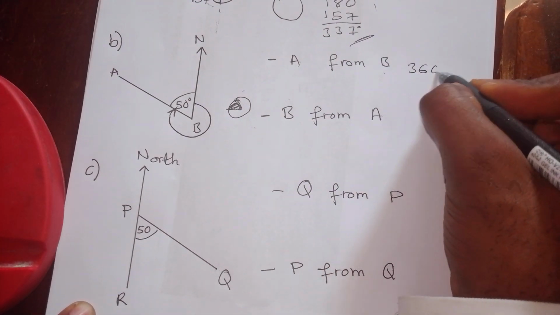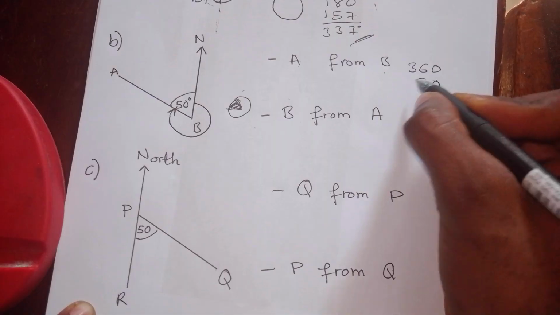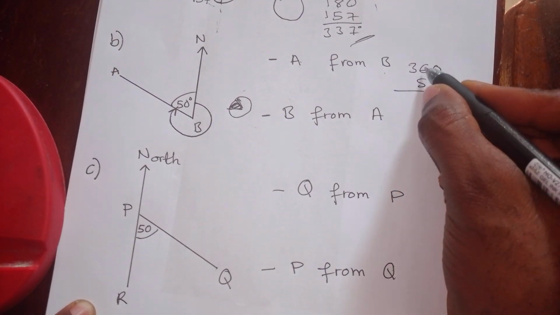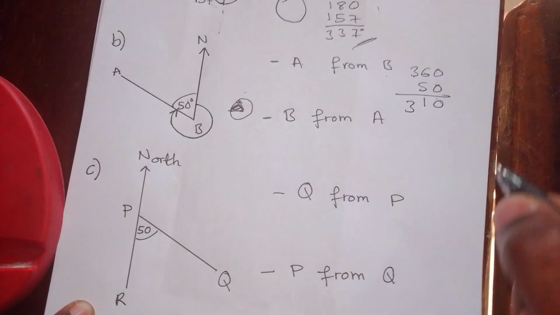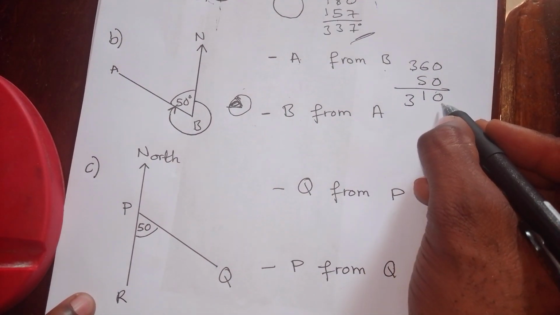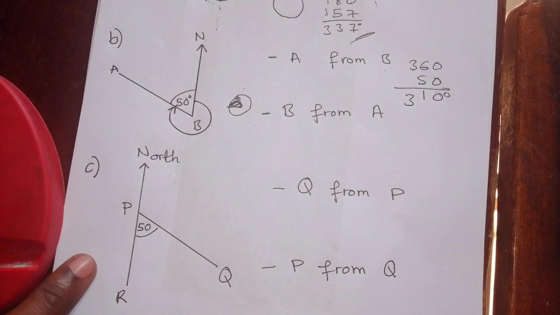So you can say 360 minus 50. So this minus this, you have a 0. This minus this, you have a 1. This minus this, you have a 3. So this is 310 degrees, and you're done.